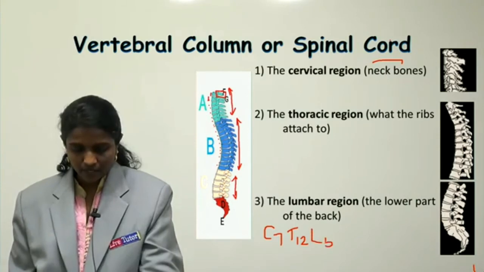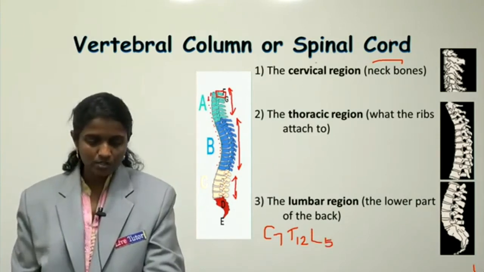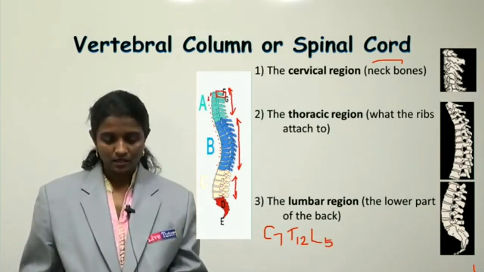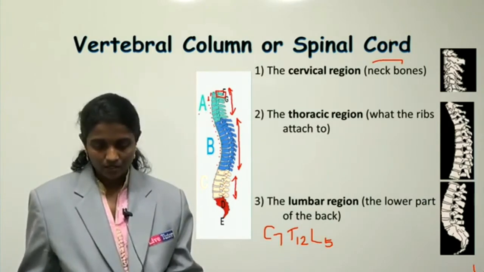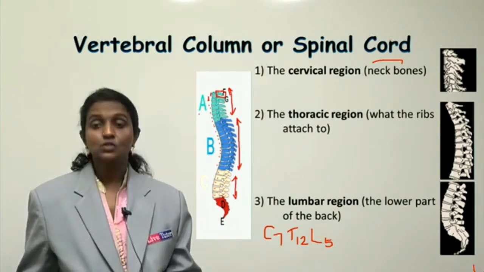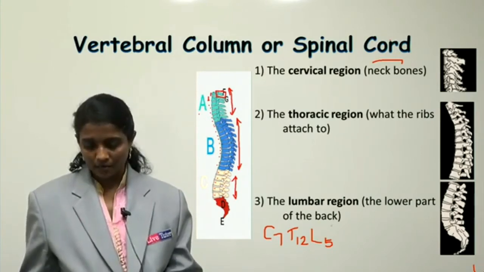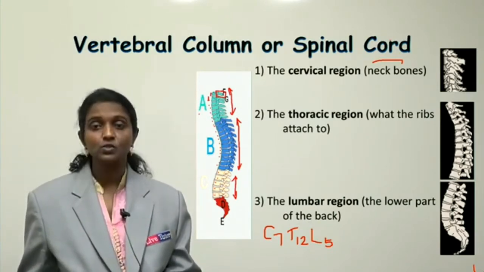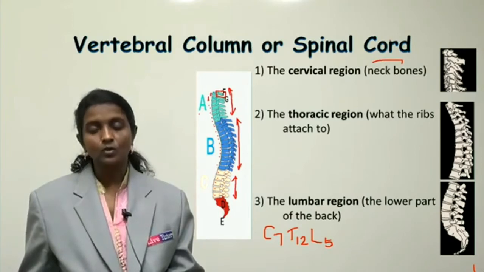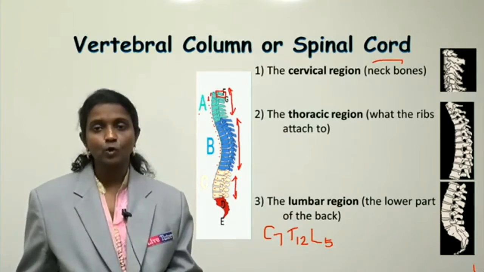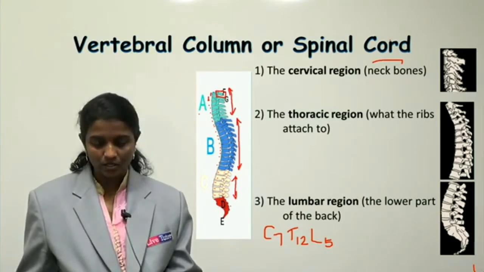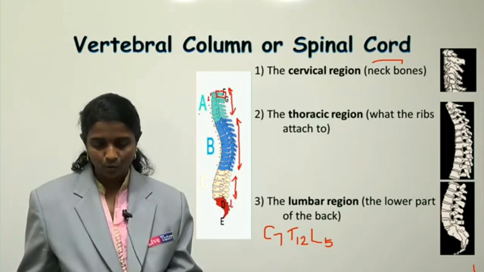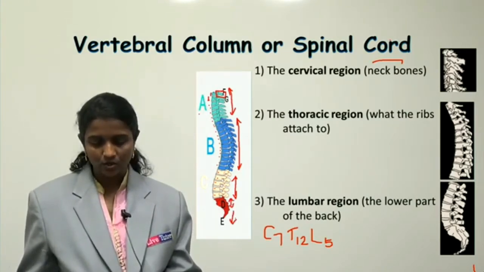L5, let us go to this yellow shade and see if they are yellow: 1, 2, 3, 4, 5. So, L5. Then come to the last one. The last bone is called sacrum, followed by coccyx. So, D is called sacrum, a fusion of bones, and the last one, E, is called coccyx.